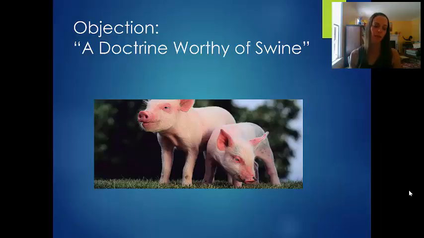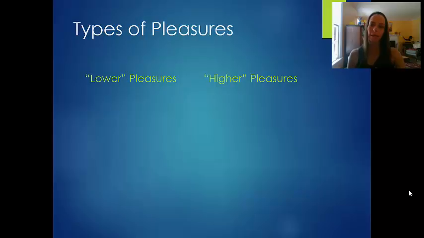So this is one thing that Mill really felt like he needed to respond to in order to promote the theory. He did that by distinguishing between types of pleasures. He says, yeah, there are all these lower pleasures, these physical pleasures that we do share with animals, but there are also these special, more intellectual, higher pleasures, and those are the ones we really need to focus on.